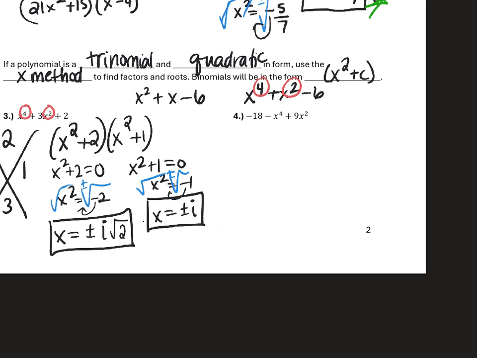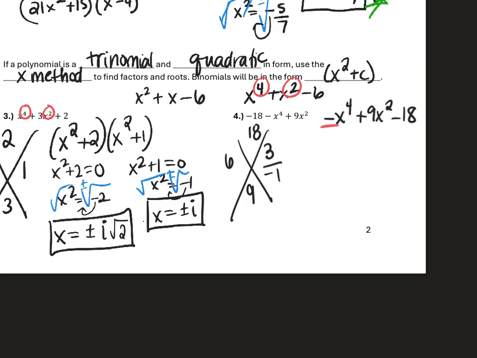Okay. Number 4, make sure you put this in standard form before you start doing anything. Negative x to the fourth plus 9x squared minus 18. This is quadratic in form, so we can use our x method. On the top would be positive 18, on the bottom -9. So our two factors would be 6 and 3. A was not 1, it was -1, so we need to divide both of these by -1.